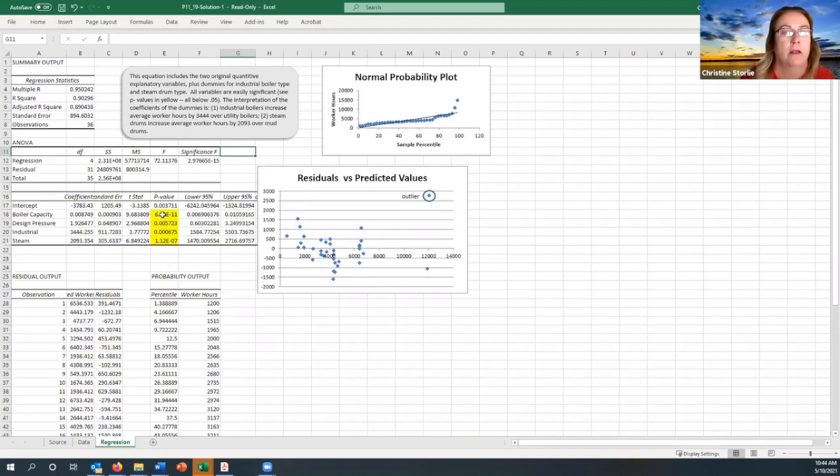All right, so looking at my coefficients and the p-values for each, the dummy variables for industrial, those p-values are very small. Okay, so that's what those two coefficients down there mean. Obviously, for boiler capacity and design pressure: for each unit of increase in boiler capacity, we see a 0.0087 increase in worker hours, and for each one unit increase in design pressure, we see a 1.926 or 1.93 increase in worker hours. So that's how you interpret the coefficients.